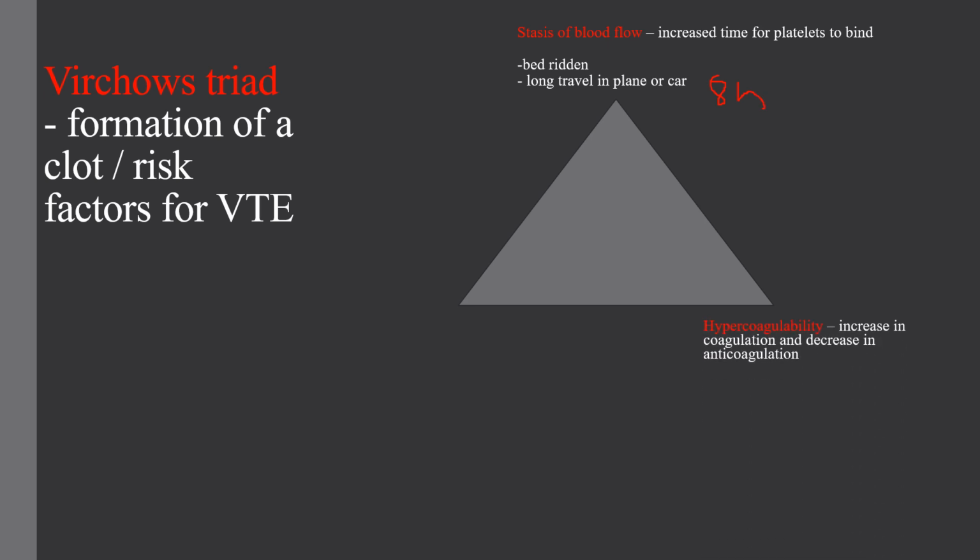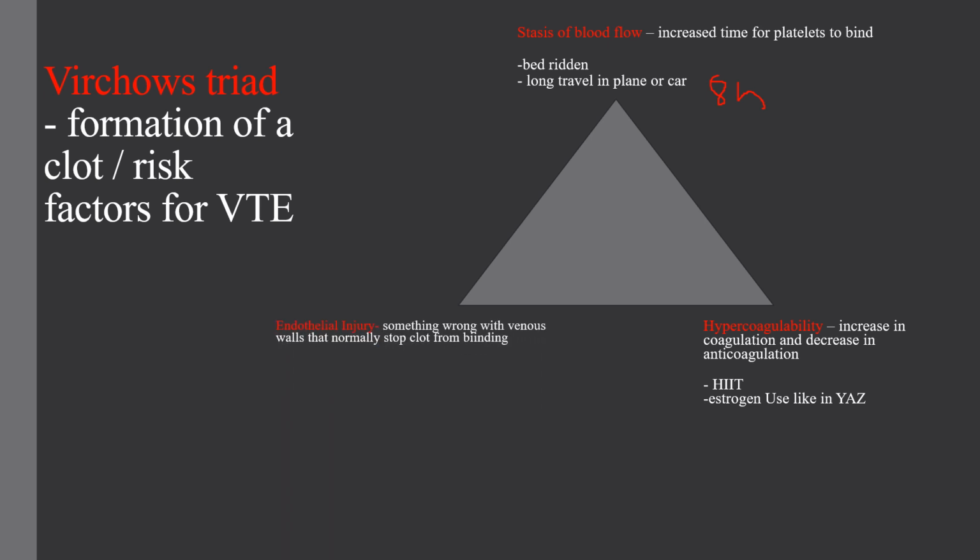Another one is hypercoagulability. So that's increasing coagulation and decrease in anticoagulation. So for example, that could be like heparin-induced thrombocytopenia, or estrogen use like YAZ. So estrogen use would increase that procoagulation, and then HIT is something like the extreme version of hypercoagulation.